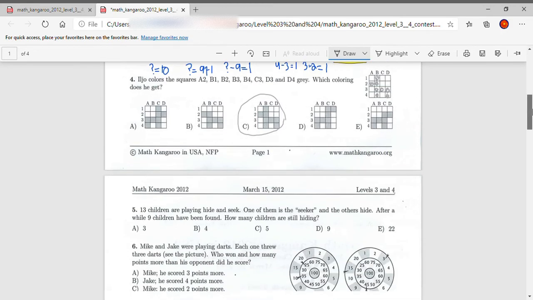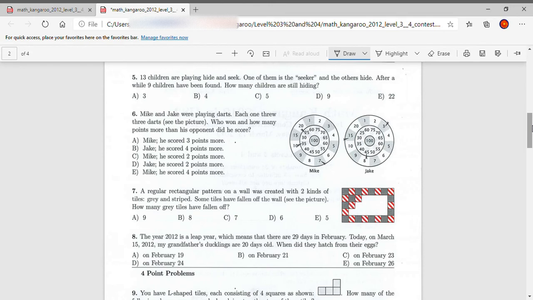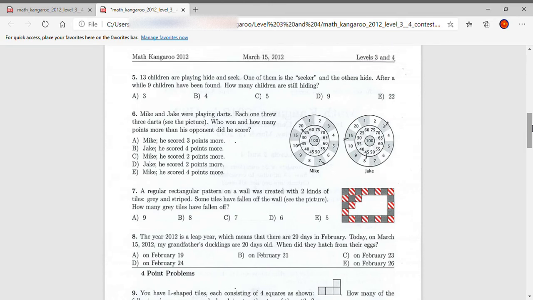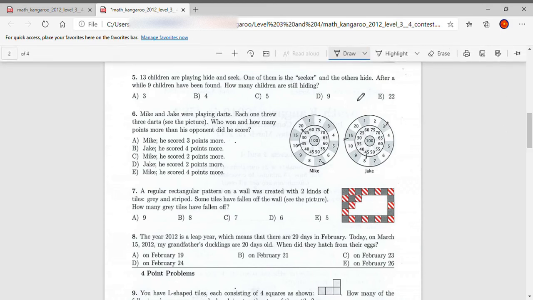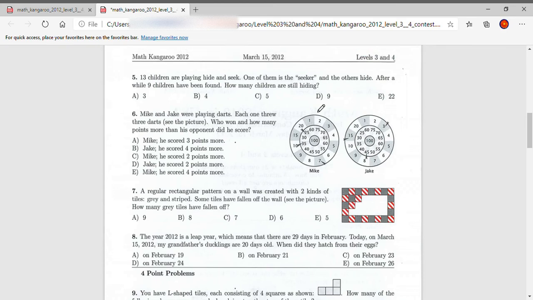On to number 5. 13 children are playing hide and seek, and one of them is the seeker, and the others hide. After a while, 9 children have been found. How many children are still hiding? This was also in level 1 and 2. So a lot of them will be similar, but the harder you get, like when you reach the level 5 ones, they will be different because level 5, which is the hardest questions for this one, cannot be done for level 1 and 2 because that would be too hard for the people taking that test. Unless you're very smart, which I think all of you guys are.